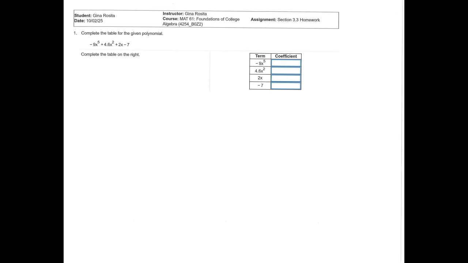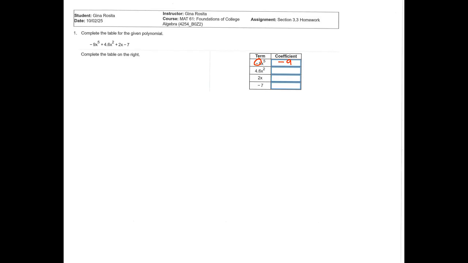So now look, they ask about the coefficient. The coefficient of a term is the numerical factor of the term. Look at negative 9x to the fifth, it means the numerical factor is negative 9. So the coefficient is negative 9.